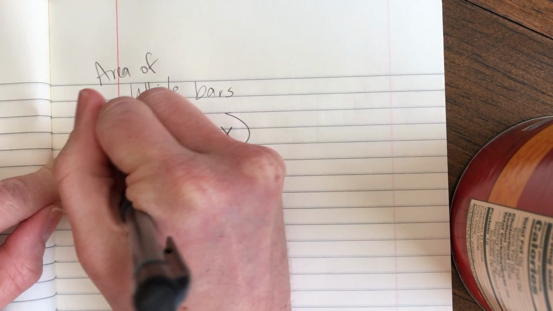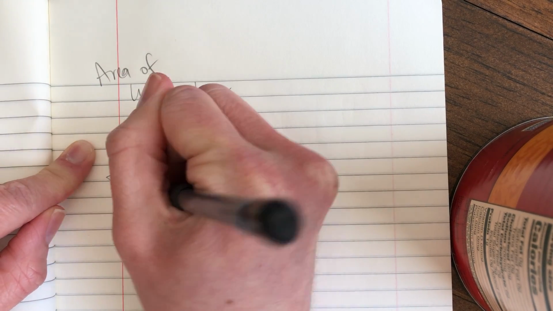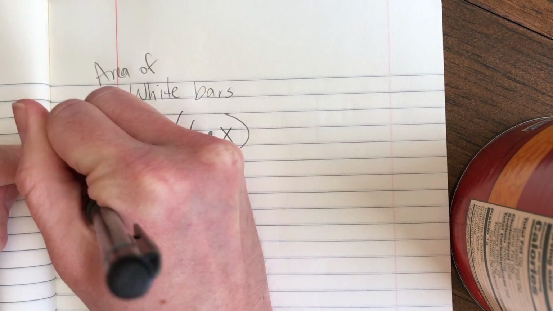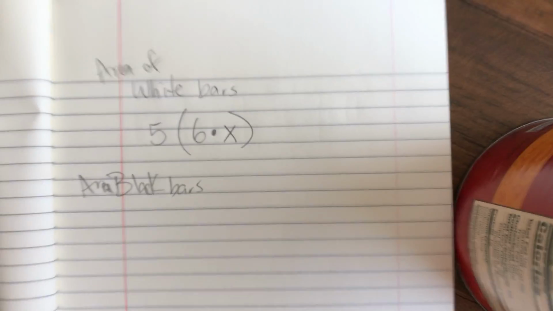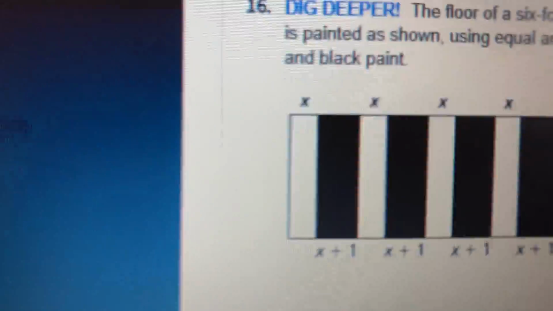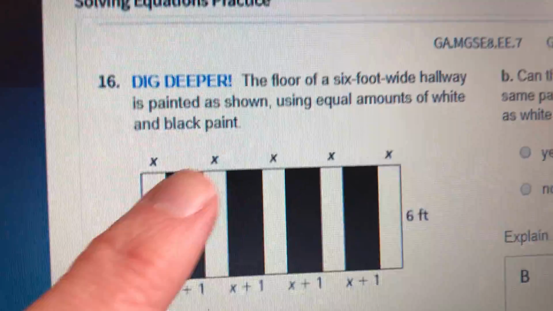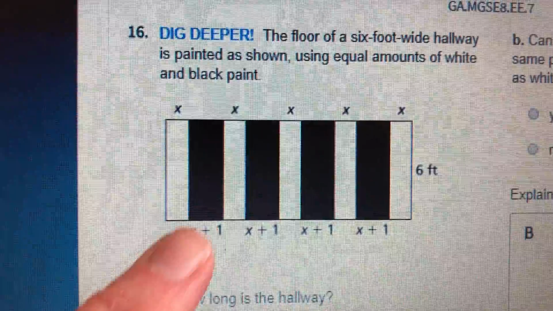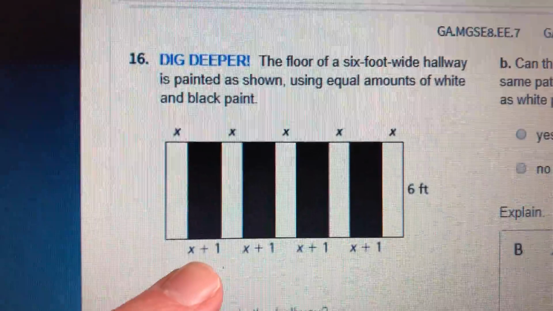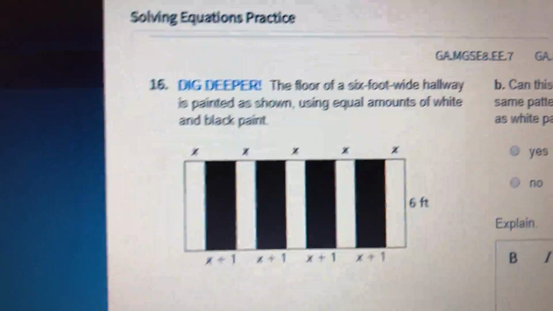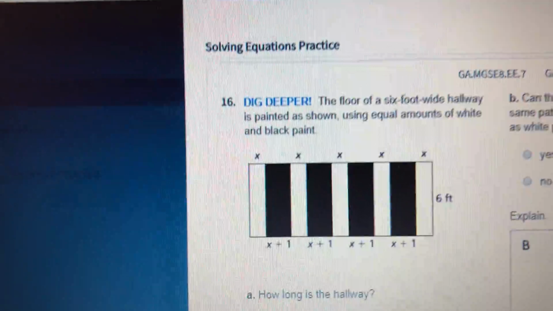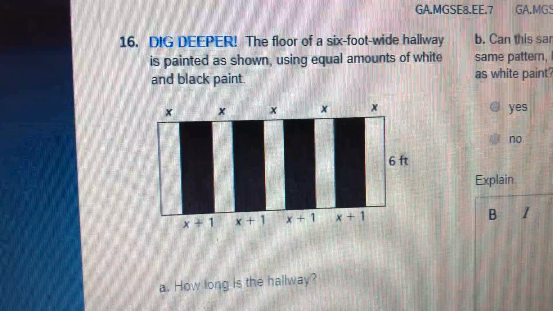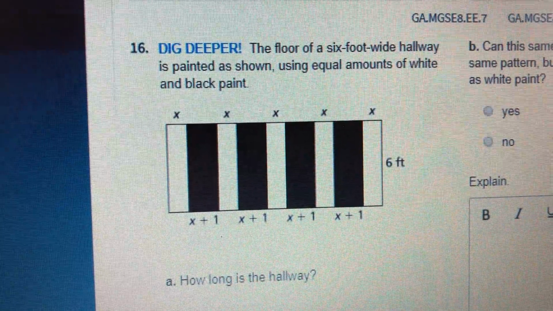All right, now the black bars, should have put area first. All right, so the area of the black bars, let's go back over here and look at it. So for this one, the width wasn't listed up there, it's down here. So one width is X plus 1, right? And then we know the height of it is the same, it's 6. So for just one of the black bars, it would be 6 times X plus 1, but how many of those do we have?